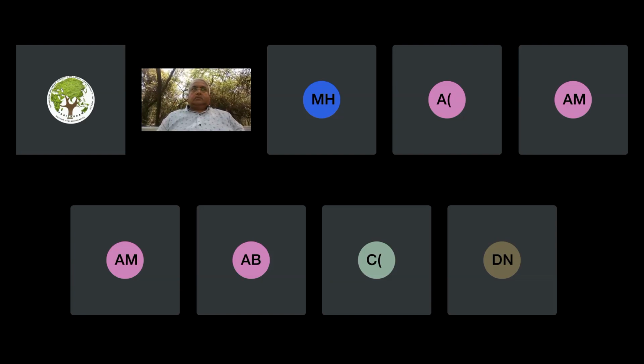So I think with these basic values, a lot of problems will get solved. At least a positive approach to a lot of problems will evolve. Thank you.